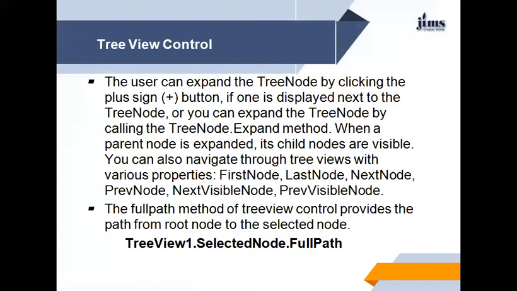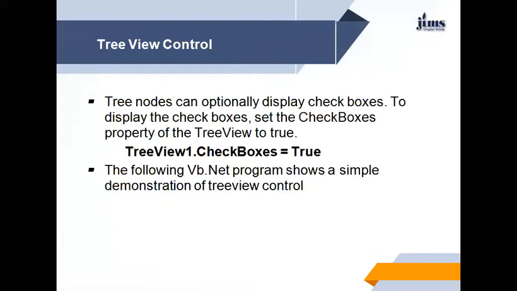The FullPath property of the tree view control provides the path from the root node to the selected node: TreeView1.SelectedNode.FullPath. Tree nodes can optionally display checkboxes. To display the checkboxes, set the CheckBoxes property of the tree view to true. So if you wish to display the checkboxes, you have to set TreeView1, which is the name of the tree view, dot CheckBoxes equals True.